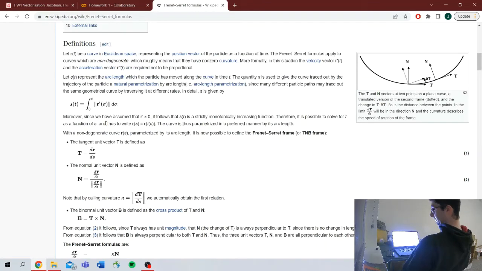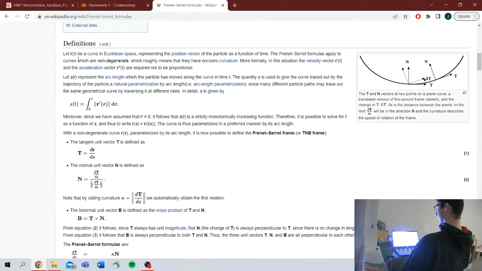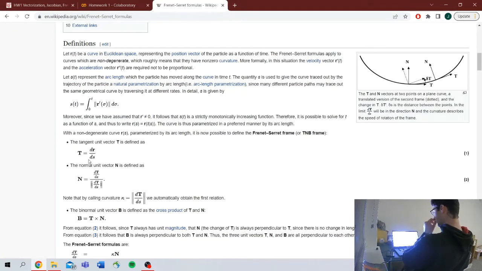So the way you calculate these is the tangent is defined as the derivative of the curve itself. So r is the curve, the derivative of the curve over the change in its arc length. So that immediately poses a problem for us, because our curve, defined by here, we don't really have a good way of finding the arc length directly, because ours is parameterized in terms of t. So we have to figure out a way around this particular problem.